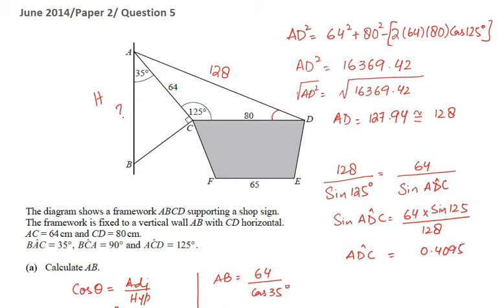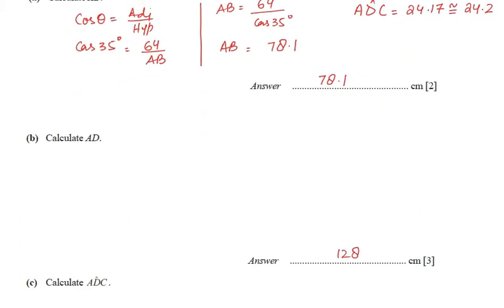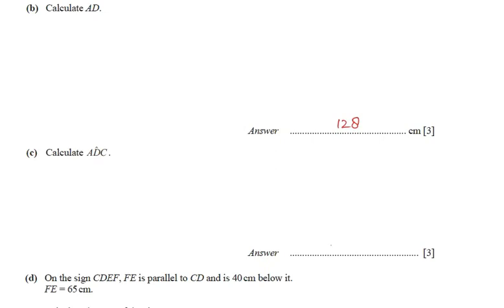Then when you shift this sine to the right-hand side, it will be sine inverse. Now we will find the sine inverse of this. So shift, press sine, you will get sine inverse, and then when you find this, angle ADC is 24.17. If you write the answer correct to one decimal place, it will be 24.2. So the final answer for angle ADC is 24.2 degrees. You will get 3 marks for this.